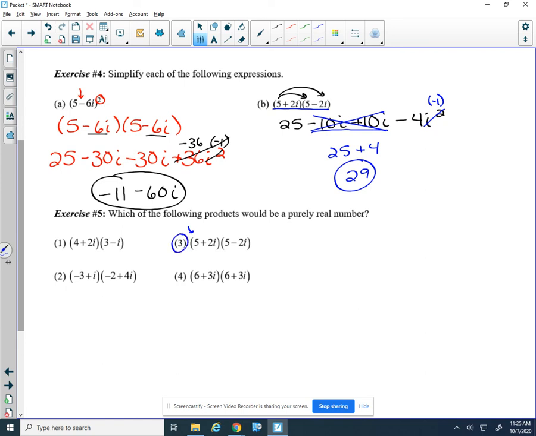But anytime I have it, so if I have 10 minus 7i times 10 plus 7i, I know that those middle terms are going to cancel. The i squared will become a -1, and that answer will actually be a real number. Number 4 is close, okay? But if I multiply this one out, those two imaginary terms would both be positive. They would get added together. They wouldn't cancel each other out.